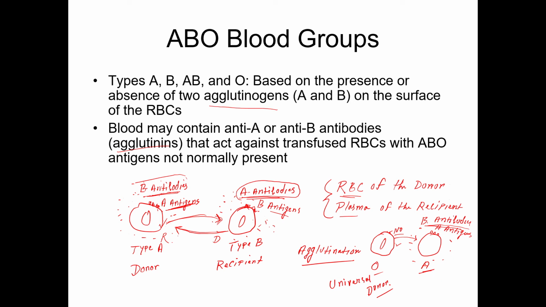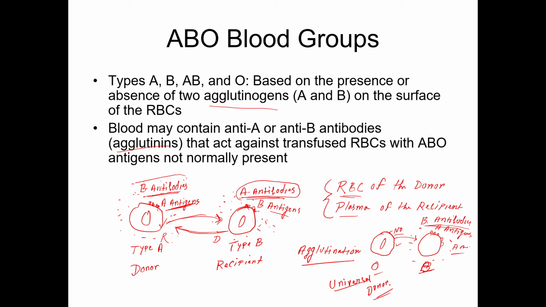Even you see, if this person is B, on the surface this person has B antigens, and in the plasma this person has A antibody. But since this red blood cell has no antigen, this A antibody will not be able to destroy the membrane. So O can be given to any other blood.